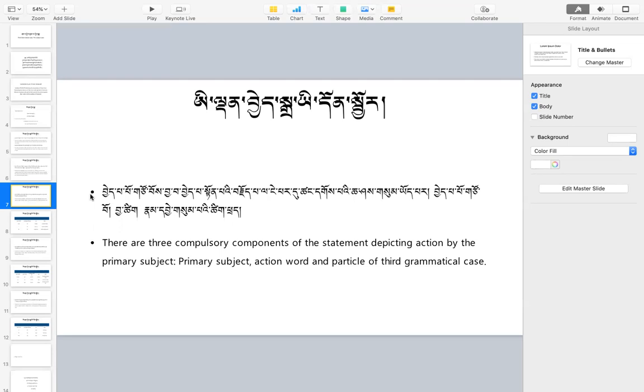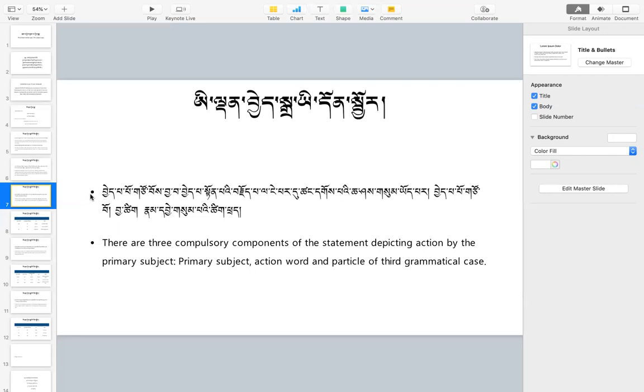So the statement of the usage case, in which the action is shown to be done by the primary subject. So the statement depicting action by the primary subject, in that particular statement, there are three compulsory components. We already went through the understanding of the word compulsory.